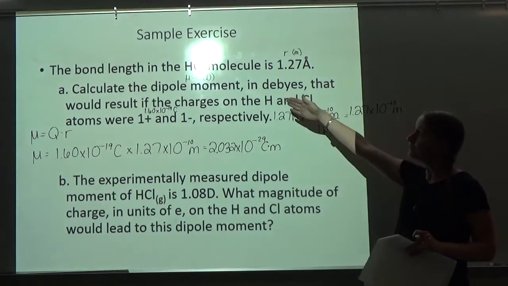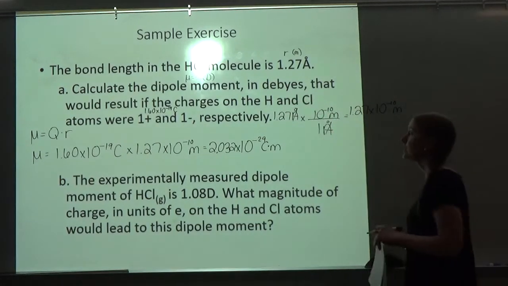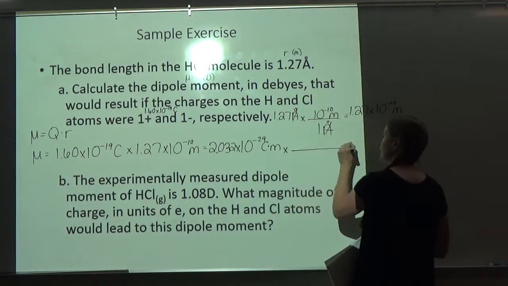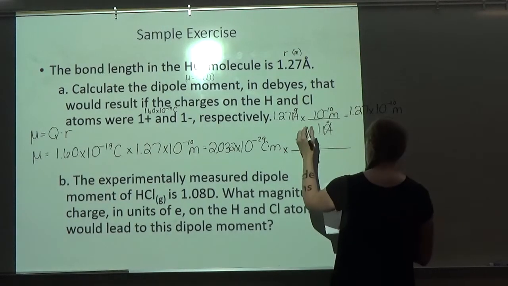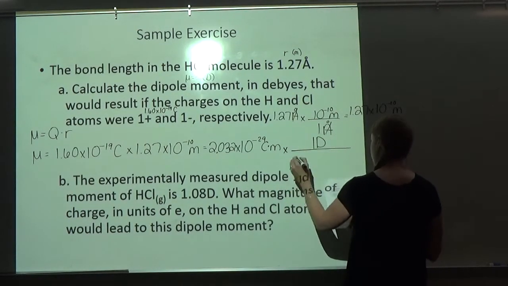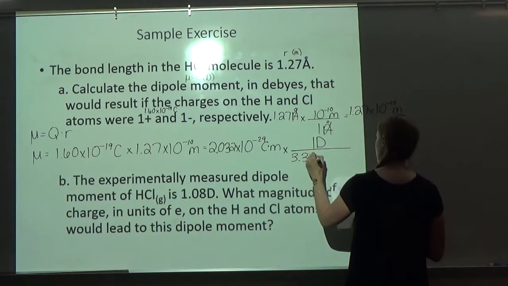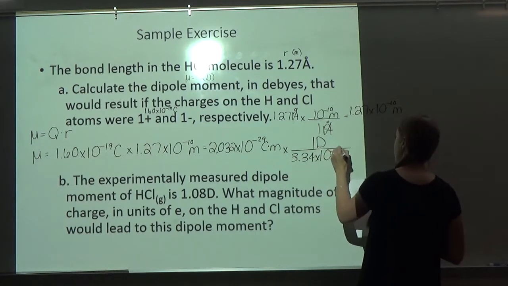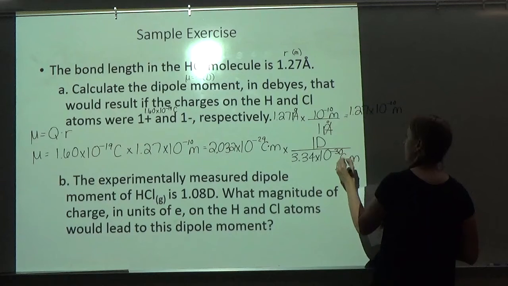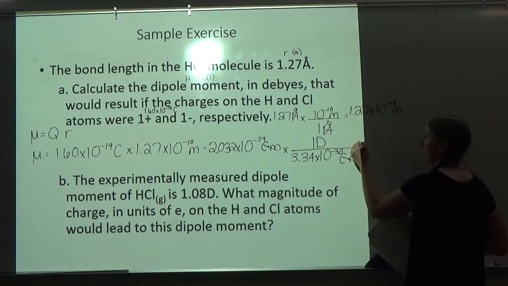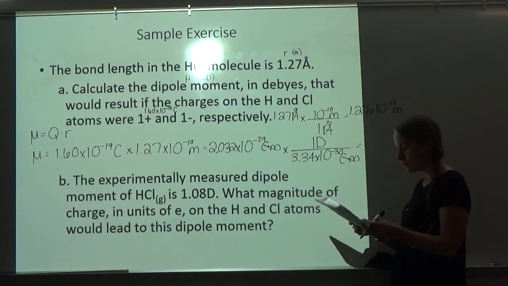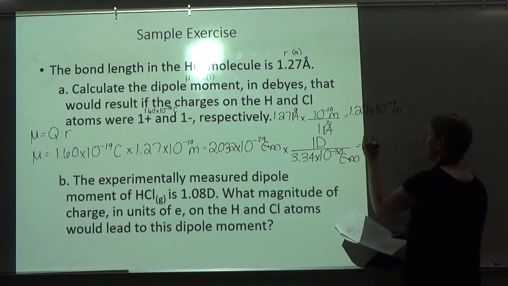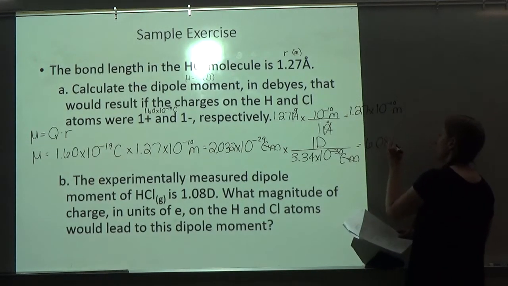But it's asked for the dipole moment in debye. So that's where I'll use that conversion factor that I just showed you on the previous slide. So 1 debye is 3.34 times 10 to the negative 30 coulomb meters. So see, the coulomb meters cancel out, and so I would do this number divided by this number. And so once I do that, I get a dipole moment of 6.08 debyes.